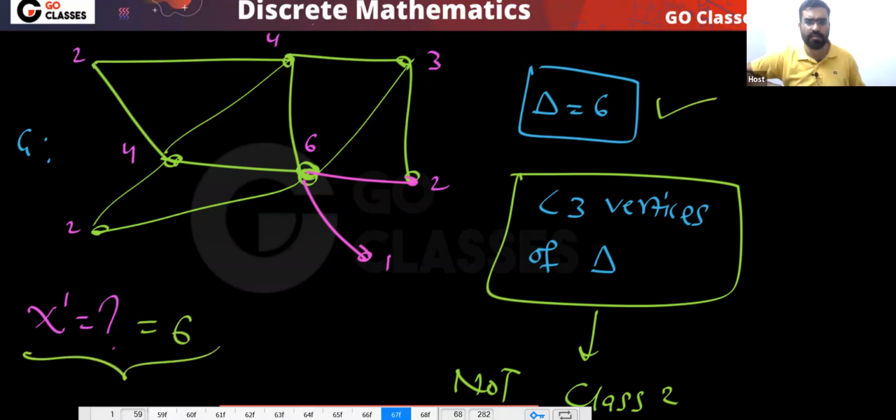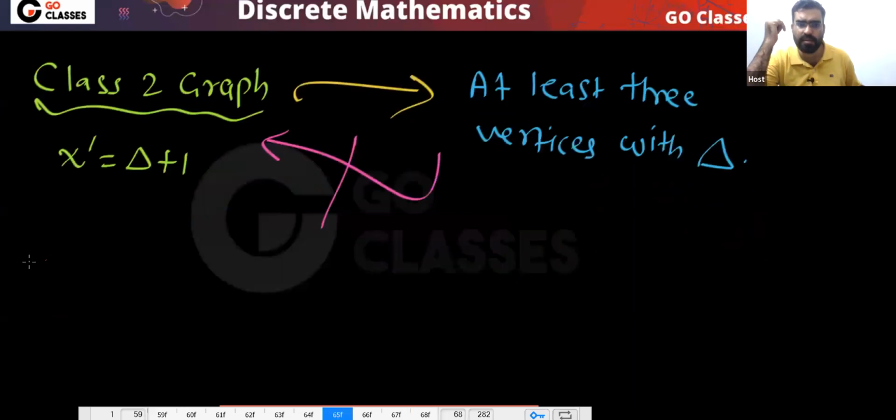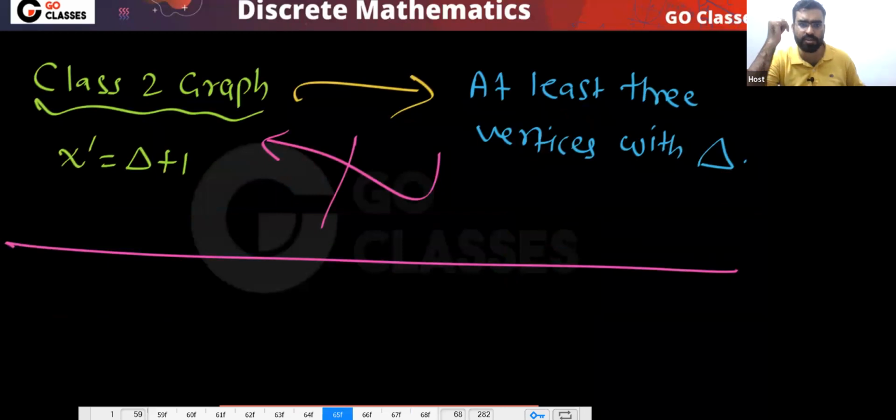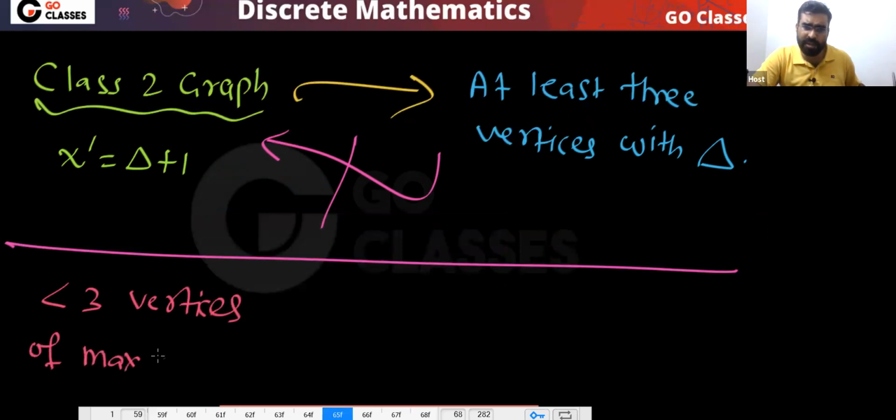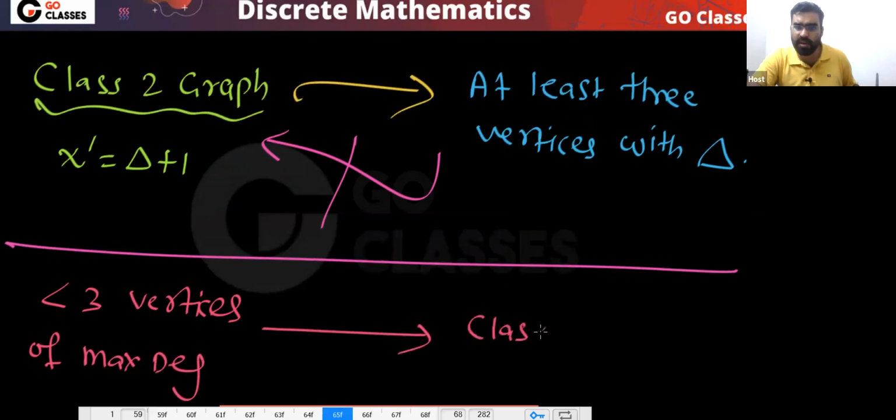You don't have to check it. This will be class 1. Is this clear? Every class 2 graph will have at least 3 vertices of maximum degree. It means if you have less than 3 vertices of maximum degree, then it simply implies that this is class 1. Again, this is a one-way statement.